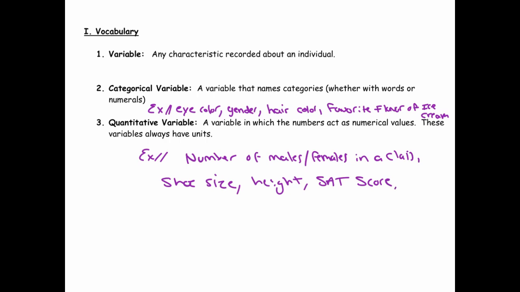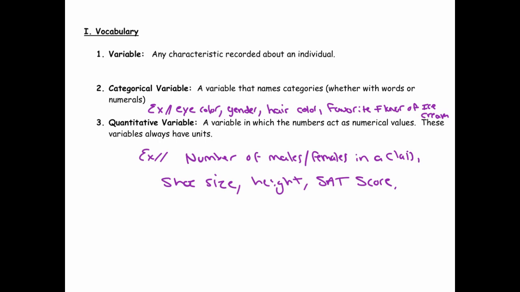So one way to sort this out is that quantitative variables always have units, right? And the other thing is that, the way I like to think of it is you can take an average of a quantitative variable and have it be a meaningful answer, right? You can't take the average of someone's gender or the average of someone's eye color, but you can take the average of a group of students' SAT scores or students' height. So that's another way of thinking of quantitative variables.